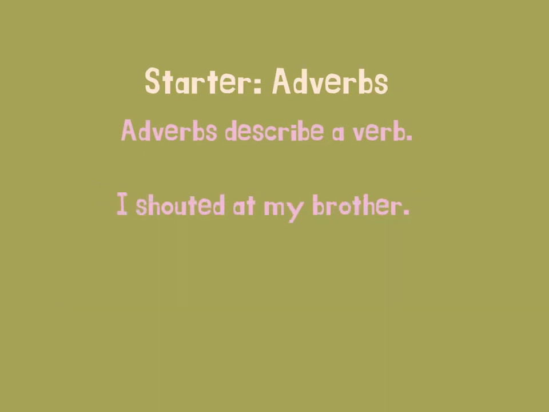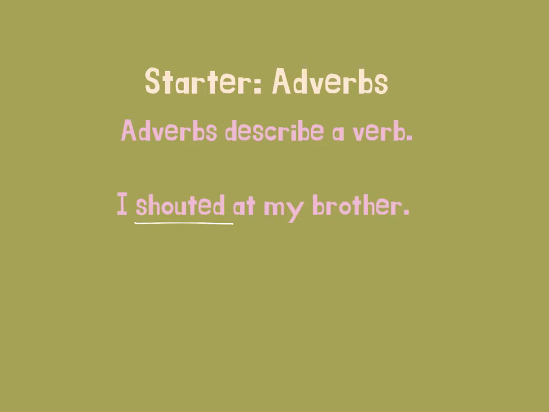So let's look at one more. I shouted at my brother. What's the verb in that sentence? The verb is shouted. So then you would think, right, what way did I shout at my brother? How can I describe that? I shouted loudly at my brother. I shouted angrily at my brother. Okay. And we can try again to put that in different places in the sentence. So it could be, I shouted angrily at my brother. Can you have a think about where else it could go in the sentence?